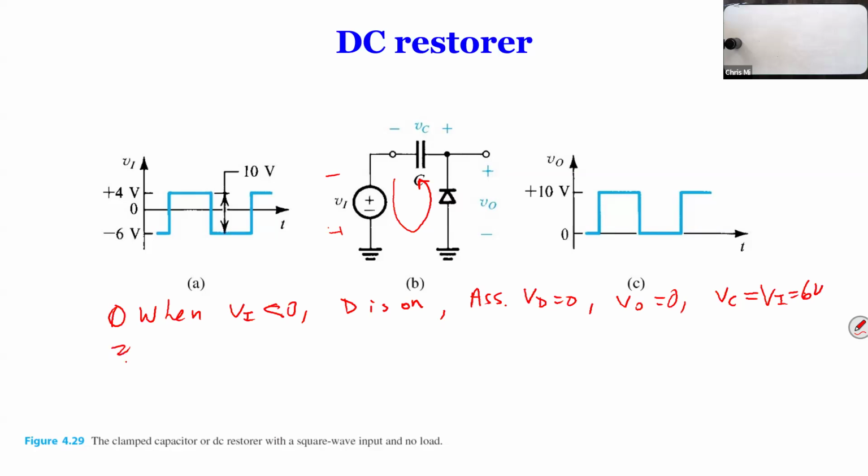And then what we're going to do now is go to VI larger than 0. If VI is larger than 0, we're going to have an instantaneous change, but the capacitor is going to resist the instantaneous change. The capacitor doesn't change, so the capacitor's initial voltage is going to be 6 volts, right? So that doesn't change. Well, it should be -6 volts. That's how you get the full differential of 10.